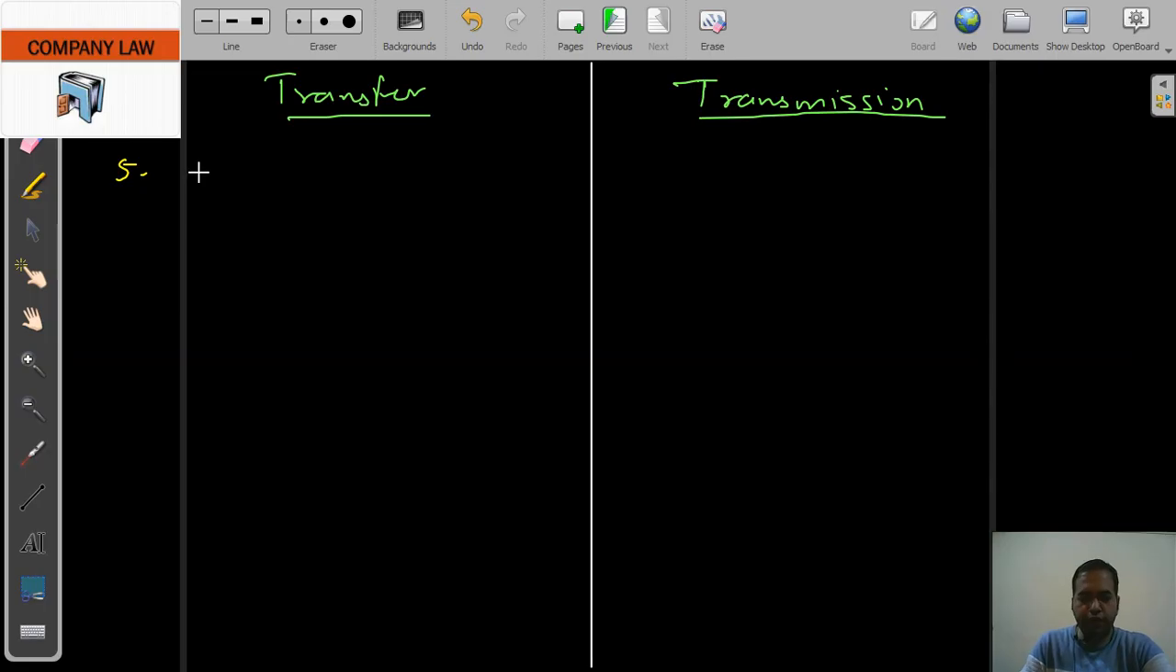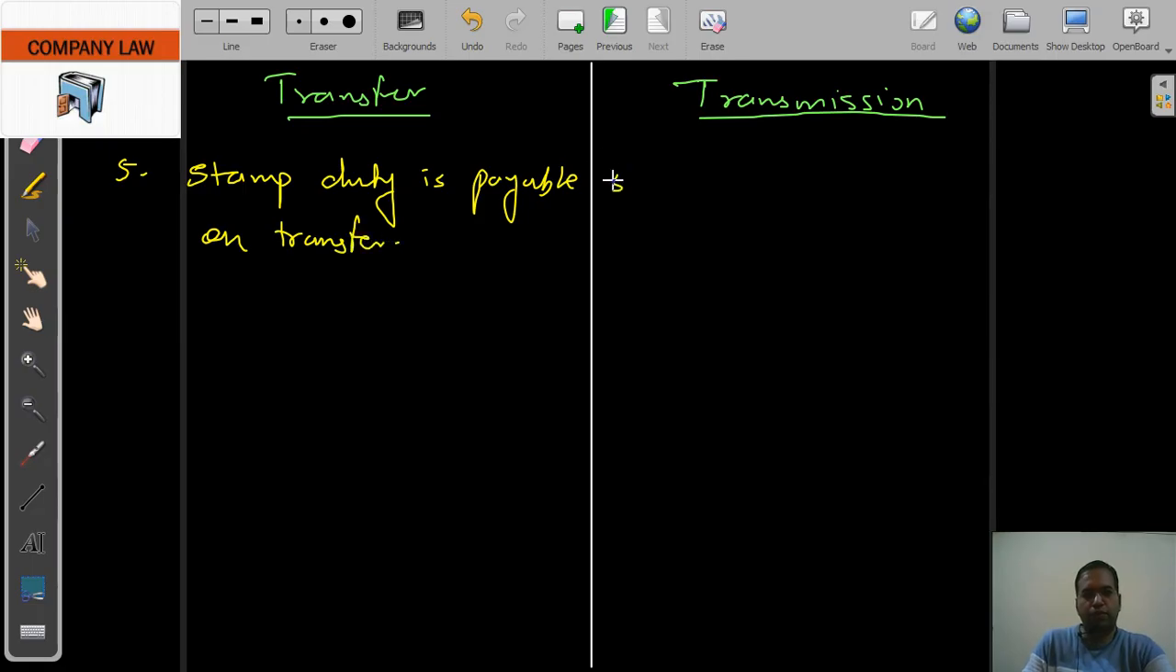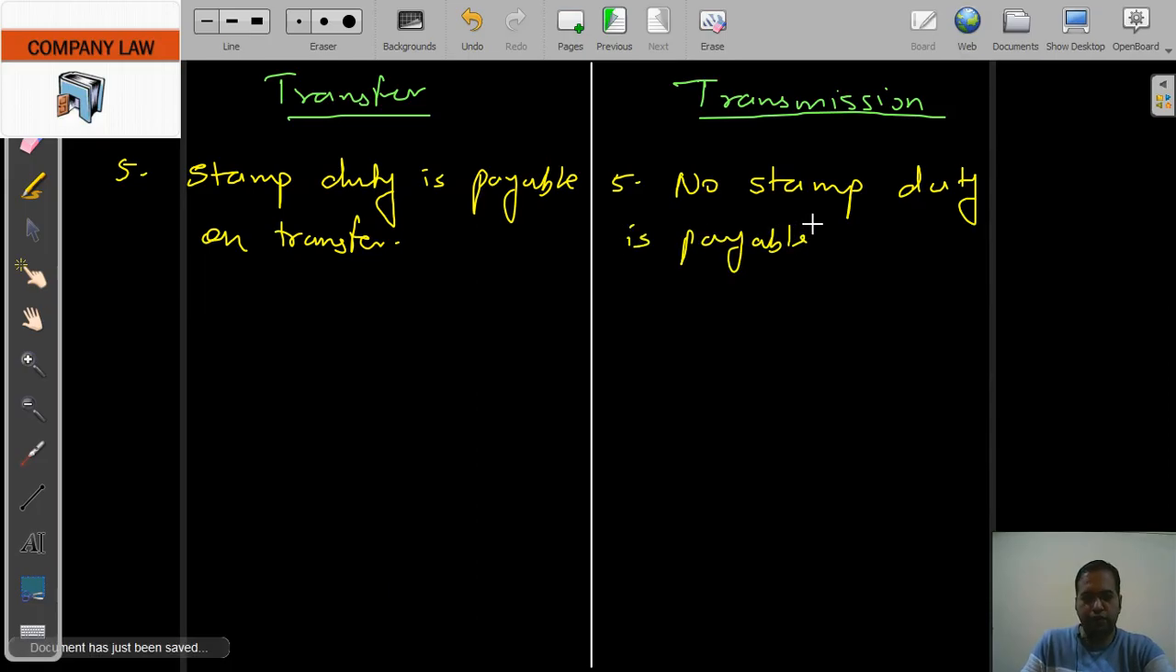So fifth point, where do we require the stamp duty? Stamp duty is payable on transfer. But here there is no stamp duty. No stamp duty is payable on transmission.